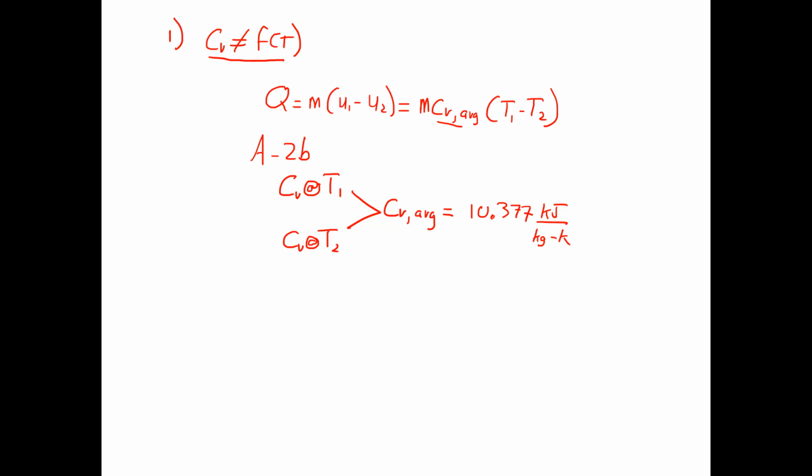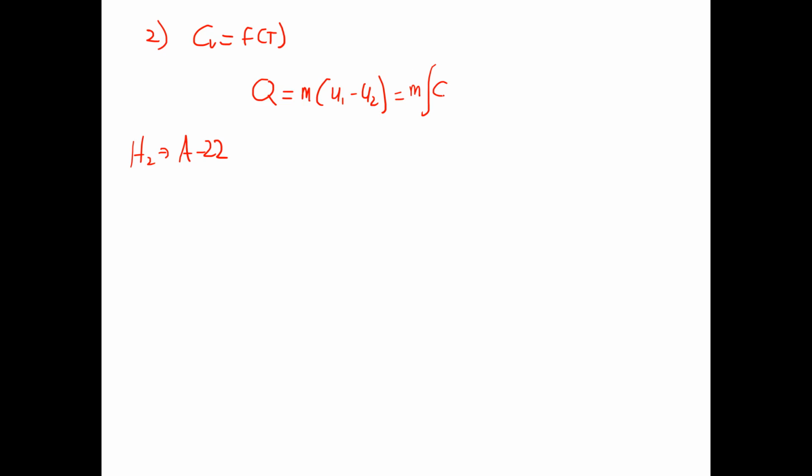With that value, you plug it into the equation here, and you end up getting a total heat transfer of 686.2 kilojoules. Now that's assuming constant specific heats. Let's go ahead and redo this for variable specific heats.